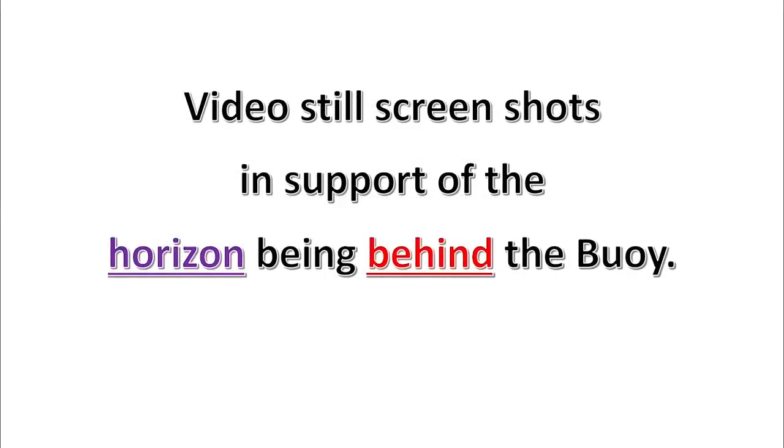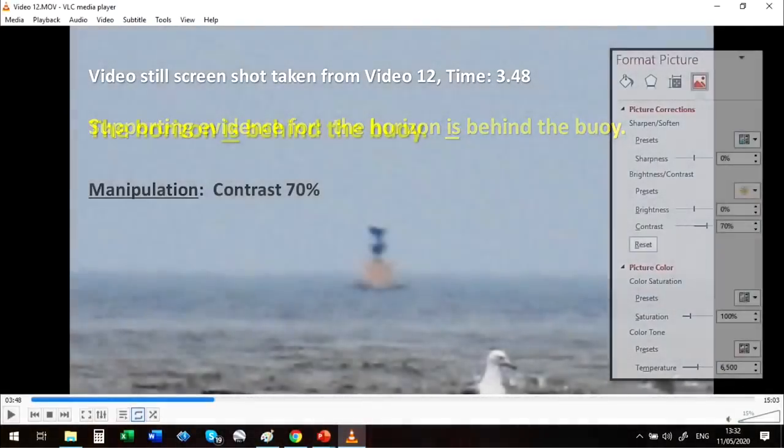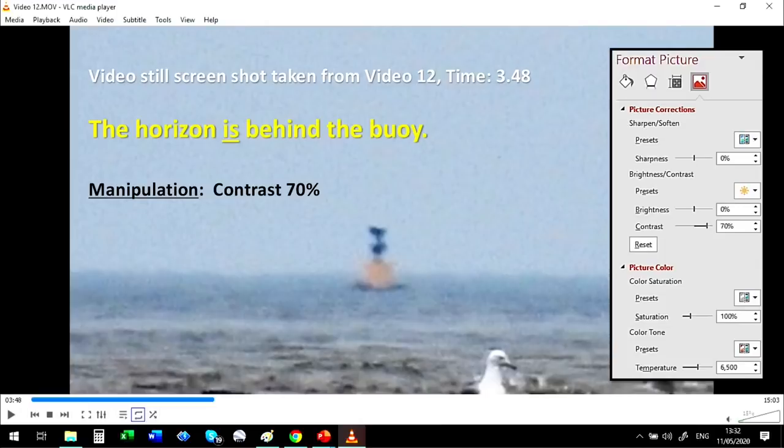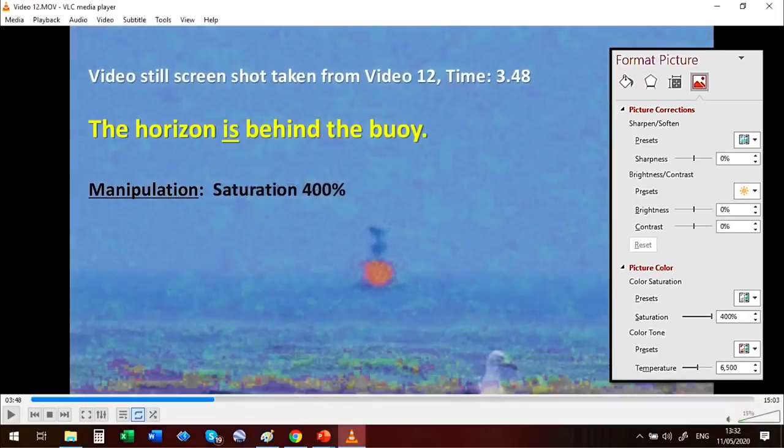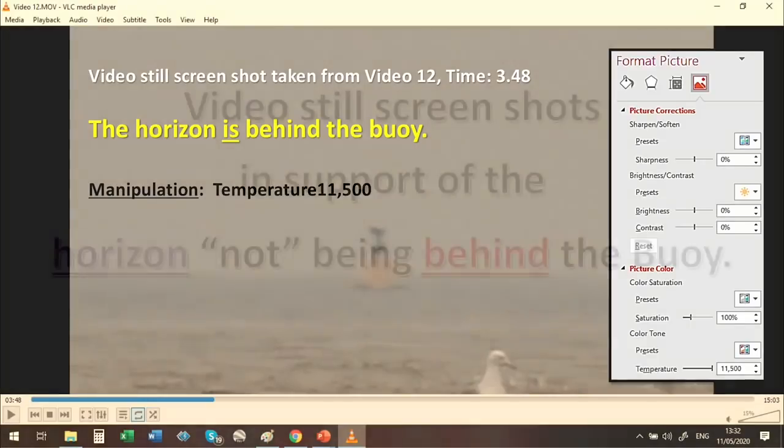Video still screenshots in support of the horizon being behind the buoy. Video still screenshot taken from video 12, time 3 minutes 48 seconds. Supporting evidence for the horizon is behind the buoy. The horizon is behind the buoy, manipulation contrast 70%. The horizon is behind the buoy, manipulation saturation 400%. Manipulation temperature 11,500, the horizon is behind the buoy.